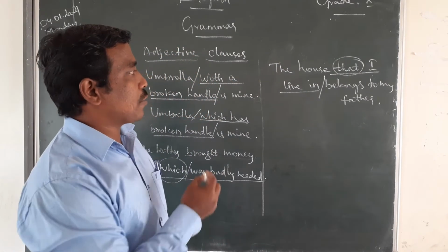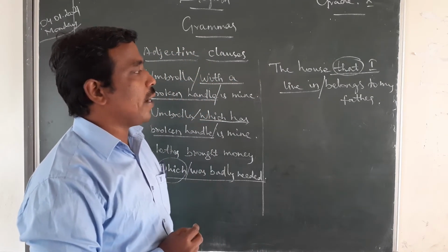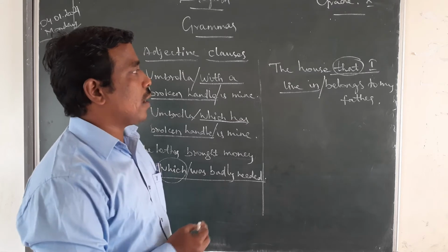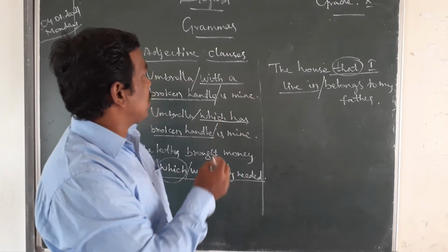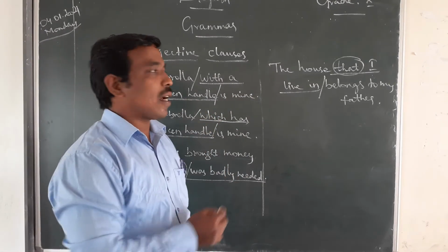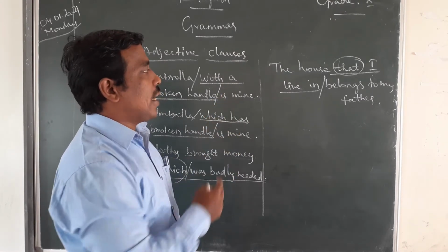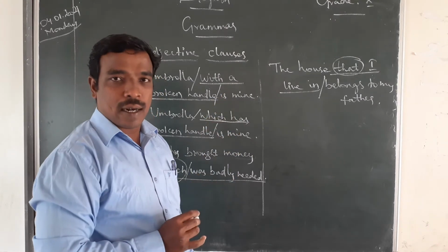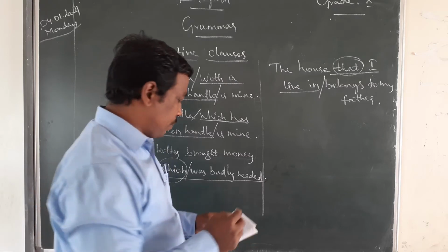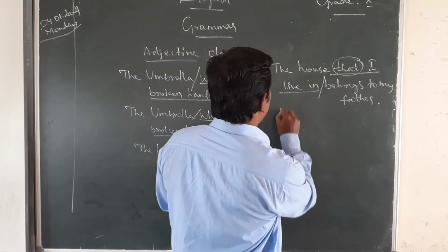Main clause: the house belongs to my father. That is the main clause. That I live in is an adjective clause. Have you understood? The house that I live in is the main clause. That is adjective clause.